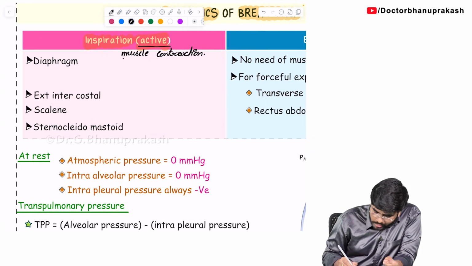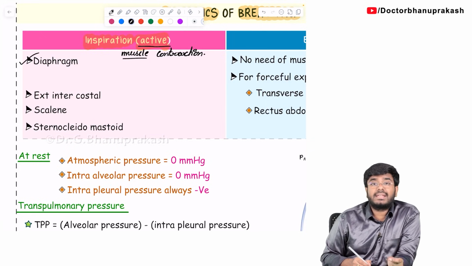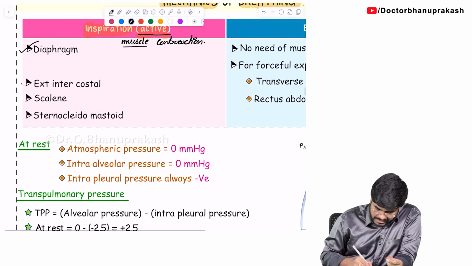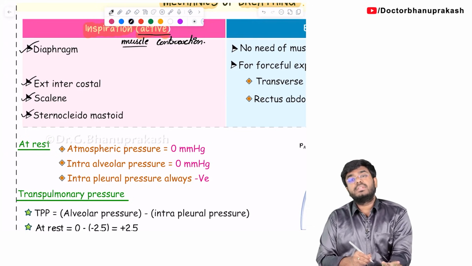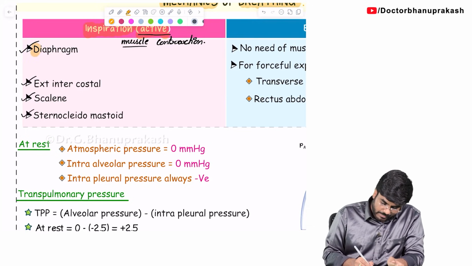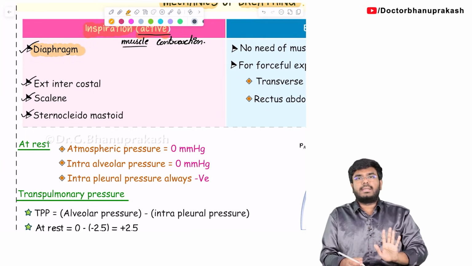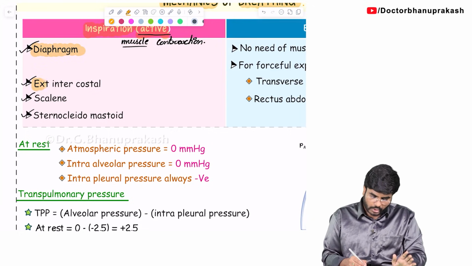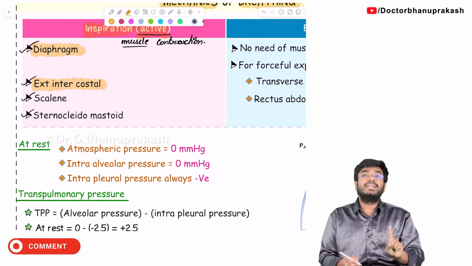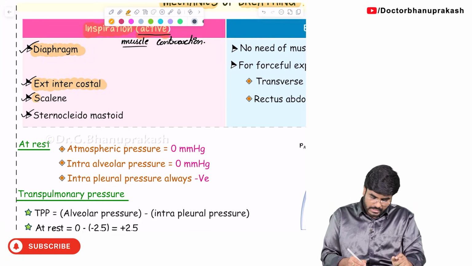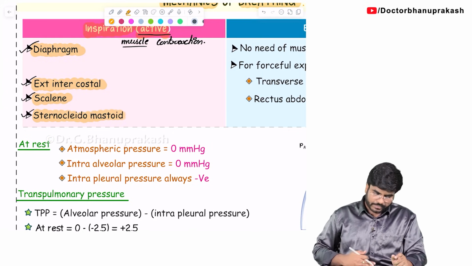Which muscles do you need to contract in order to take the inspiration? You have to contract the major inspiratory muscle, called the diaphragm. Apart from the diaphragm, the external intercostals, scalene muscles and sternocleidomastoid also help in inspiration. The diaphragm is the major muscle, the others are accessory. Usually students will think inspiration, internal, external. No, for inspiration it's the external intercostal muscles, scalene muscles and sternocleidomastoid muscles which are needed for the inspiratory process.